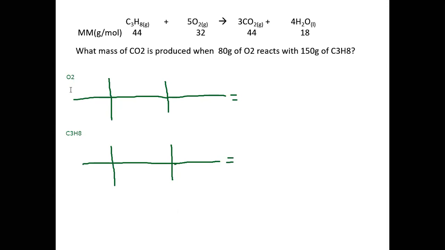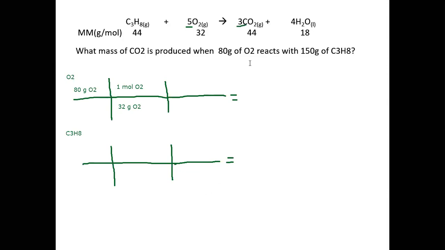So for oxygen, we're starting with 80 grams. The first step is we want to convert it to moles, so we divide by the molar mass. Then we want to do the mole ratio. So here you'll notice a 5 in front of oxygen, a 3 in front of CO2.